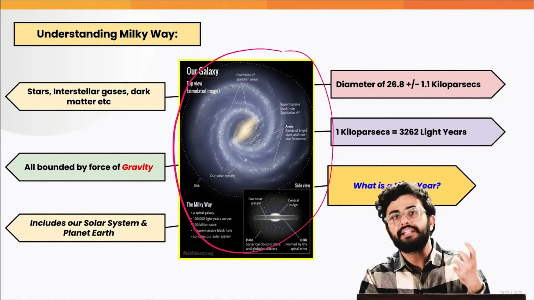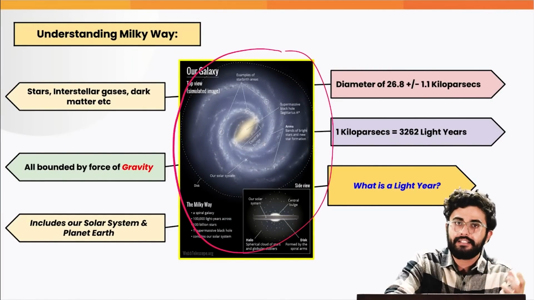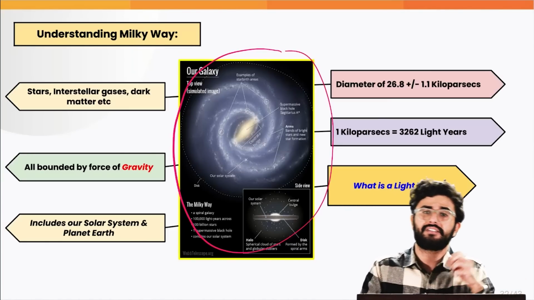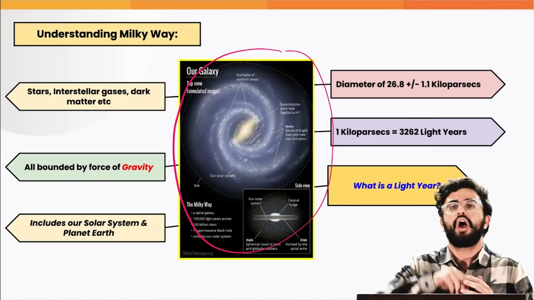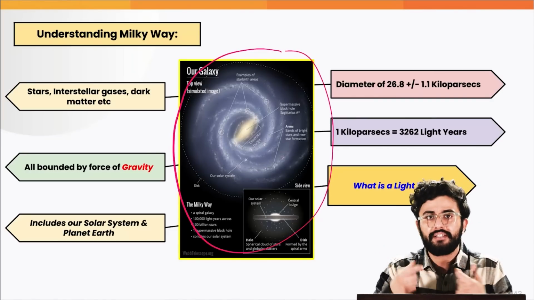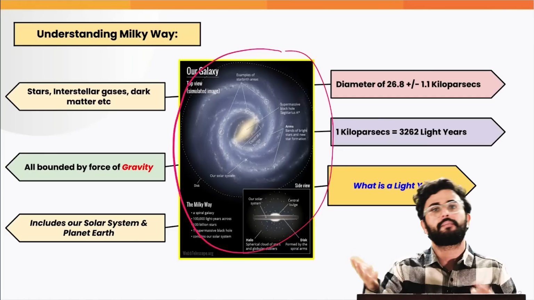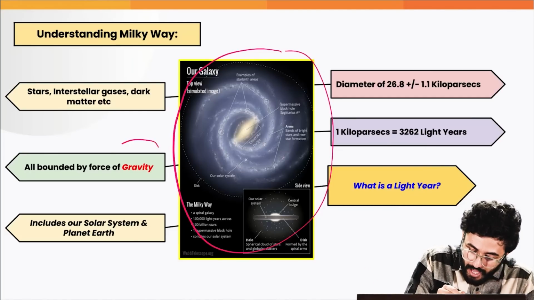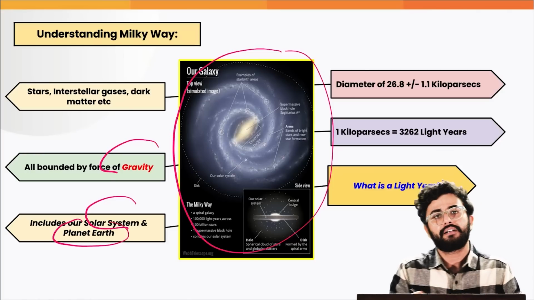Milky Way is what? It is basically a galaxy which contains various stars, various gases, dust particles, dark matter, all of which are bound together by something called gravity, discovered by Isaac Newton. So the idea is what? It includes our solar system and our planet Earth as well.